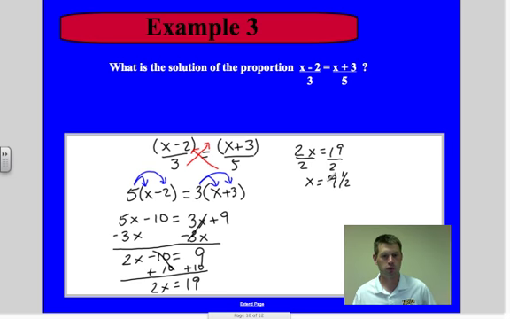Now again, you would check your work by plugging into the original problem up here. So I want you to go ahead and do the check off to the side, and I'll be looking for that when I check your notes. Make sure that works.